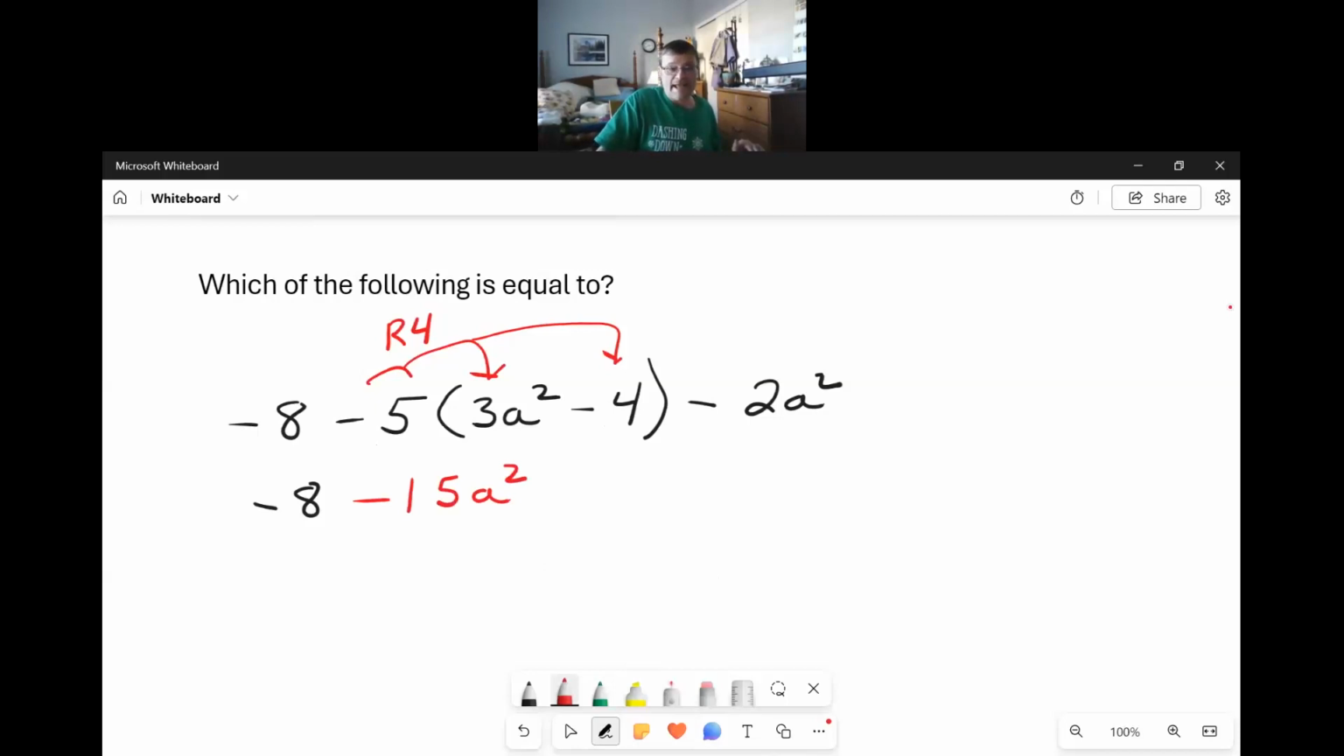That's done. Now we're going to take that -5 again. Remember, make sure you take the entire sign here on this. You've got to do -5 when you do the distribution here inside the parentheses. -5 times -4 is +20. Successful distribution. Don't forget this -2a squared. We're ready for rule 1 and rule 2.